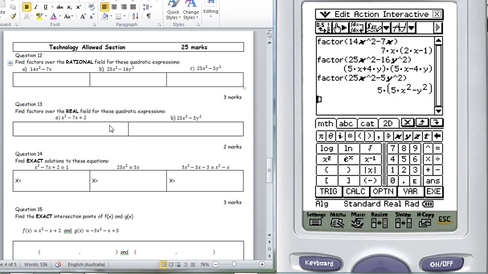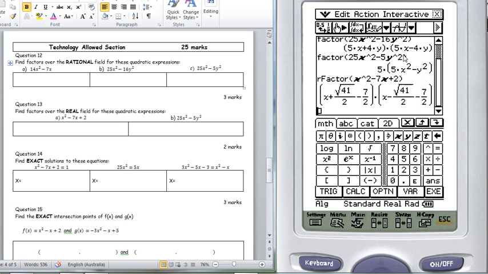When I get to question 13, however, I'm looking for the real field, so I wouldn't use factor, I'll use R factor. X squared minus 7x plus 2, and I selected interactive transform R factor, and that gives me these two real factors over the real field, x plus root 41 on 2 minus 7 on 2, and x minus root 41 on 2 minus 7 on 2 are the two factors that I would write here.